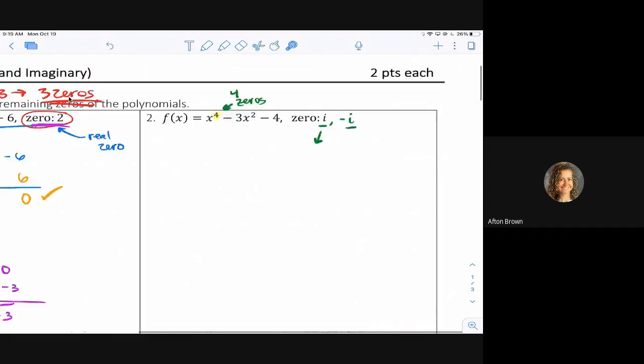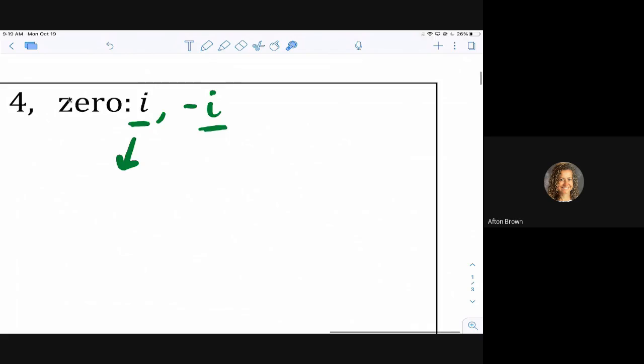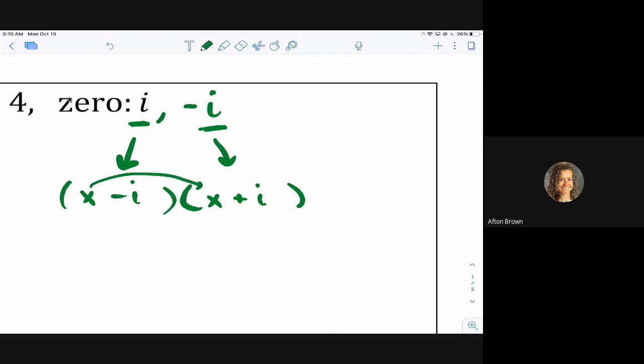So I'm going to do the same rule here. If I have a 0 at i, what factor did that come from? x minus i, right? So I write x minus i. If I have a 0 at negative i, what factor did that come from? x plus i. Everybody okay to hear? Now we multiply these together. So we're going to multiply these 2 binomials together. When we multiply them together, I do x times x, which is x squared.